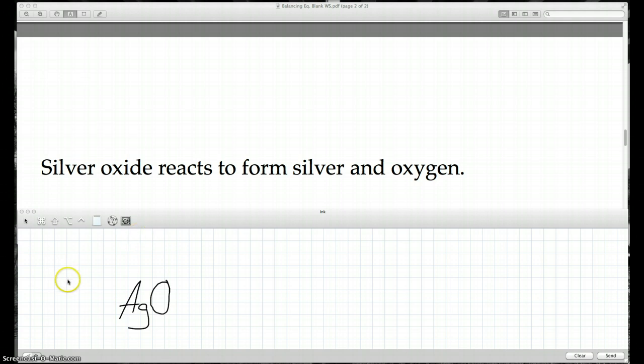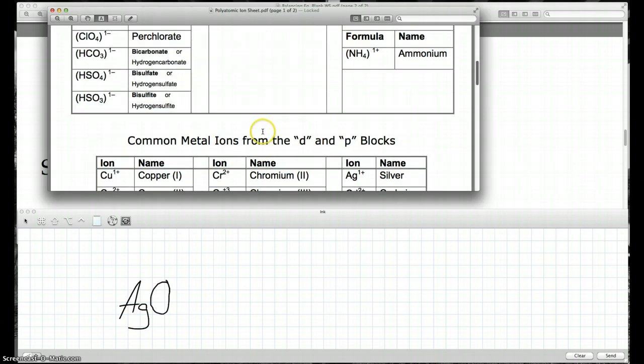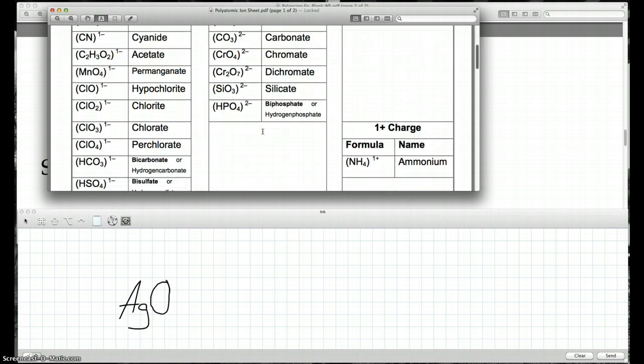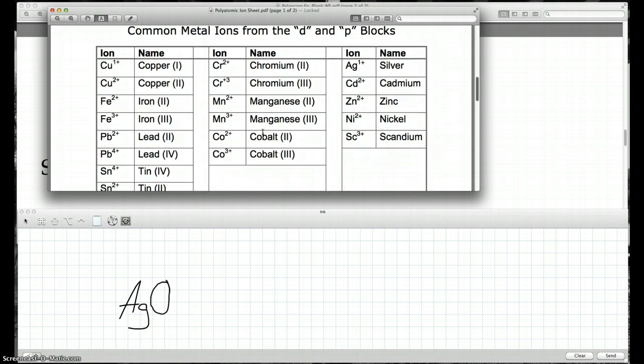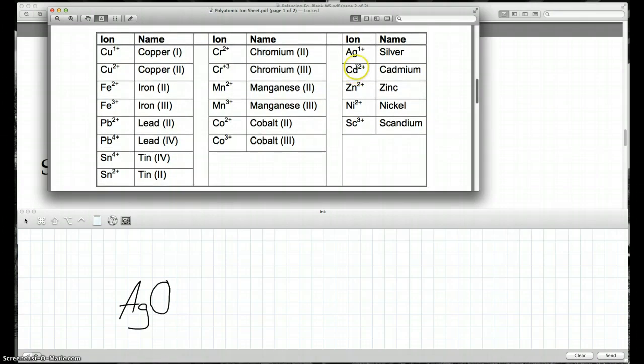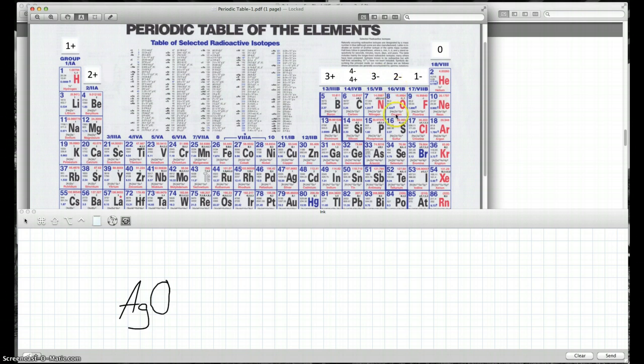So, to do the switch trick, I'll bring up the periodic table here. I will also want my polyatomic ion sheet. So I'll bring that up, and here's my polyatomic ion sheet. If you remember, at the bottom are some of the metals in the middle of the periodic table. And we see that Ag is a +1, and it's with oxygen. So let's look at oxygen. Oxygen is a -2. So, like I said, this is a +1, this is a -2. So when you do that switch, we are going to end up with Ag2O.